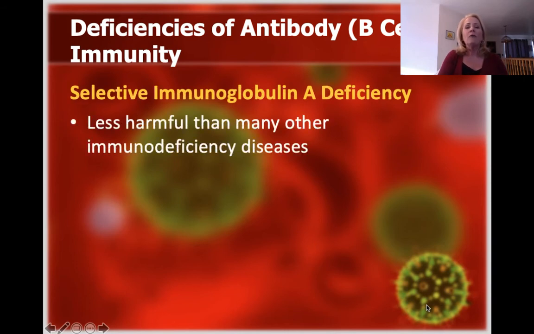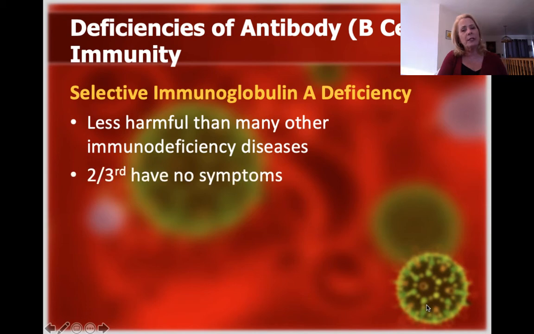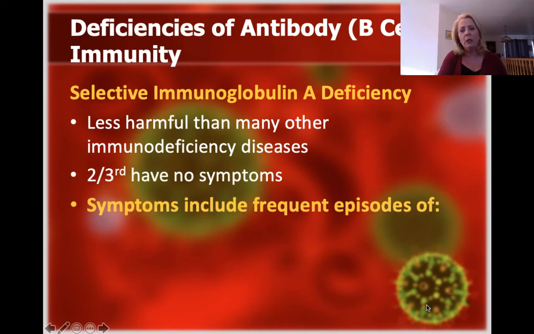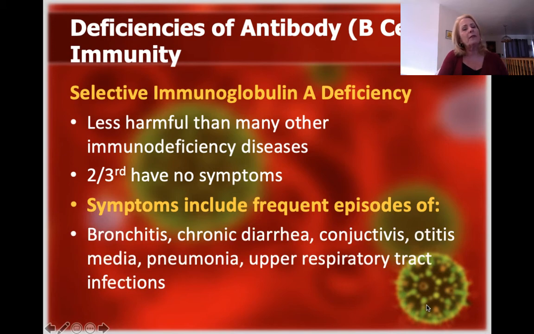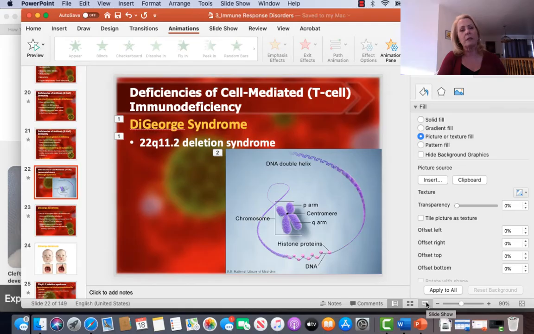It's less harmful than other immunodeficiency diseases. Two-thirds of people have absolutely no symptoms at all. But if you do have symptoms, you're still looking at types of symptoms like we saw in the other one: bronchitis, diarrhea, pneumonia, conjunctivitis, otitis media, that type of thing. There's no treatment for this.